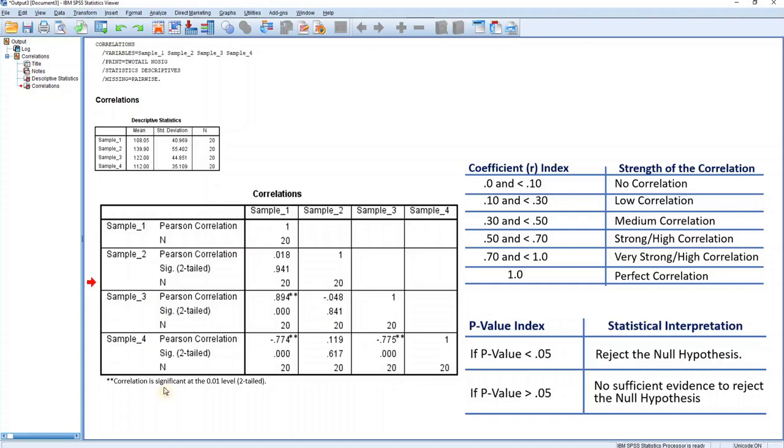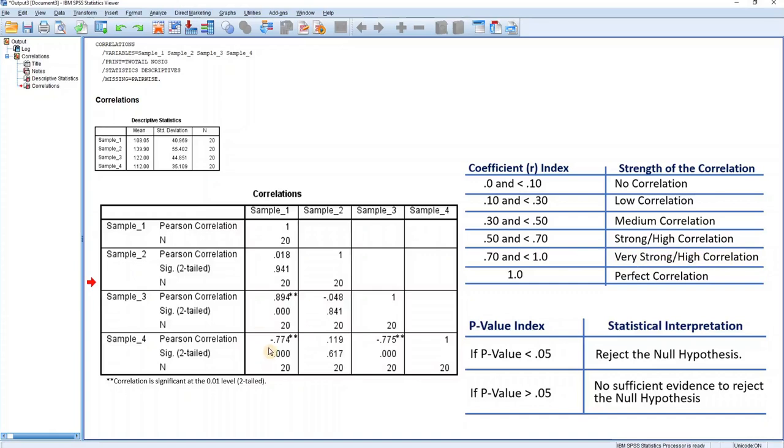Now, the correlation coefficient between sample 4 and sample 1 is minus 0.774 and is a negative value. Again, if you look at the index table, this coefficient falls between 0.70 and less than 1.0, and this indicates that there is a very strong linear correlation between the two samples.